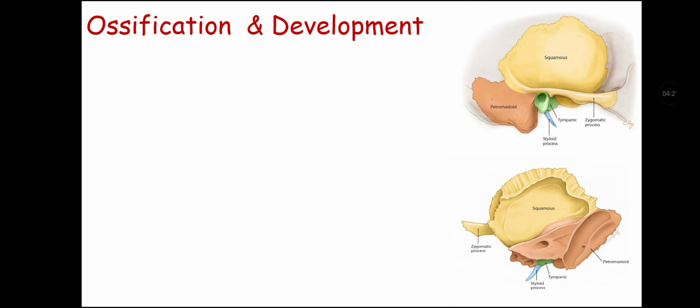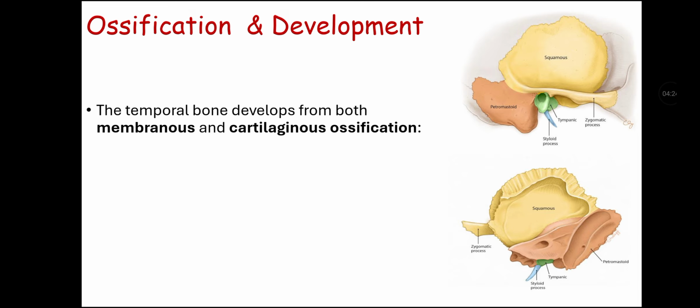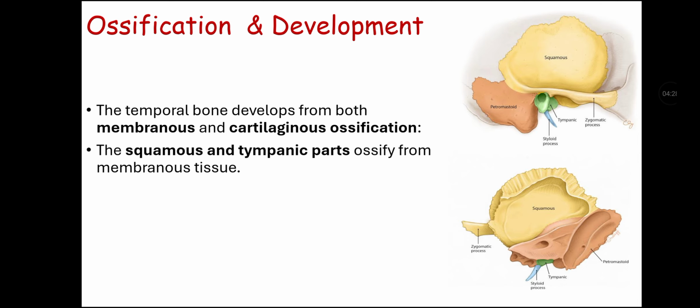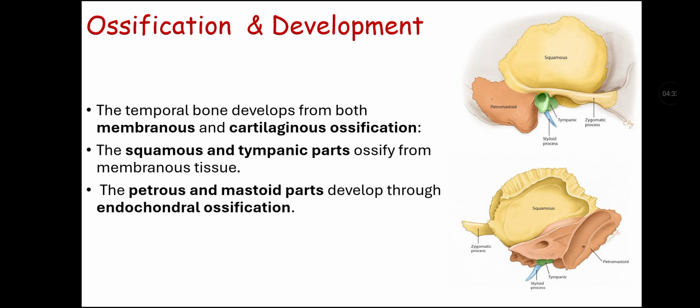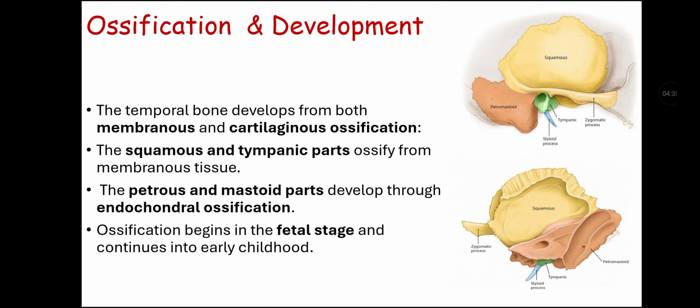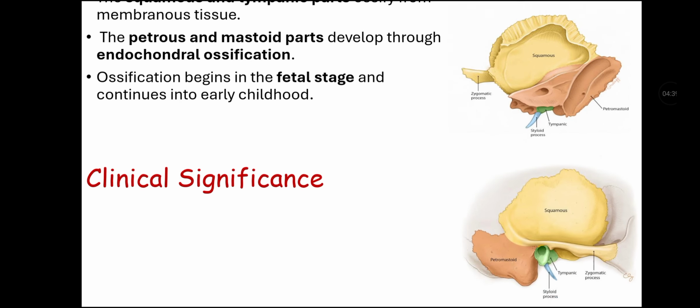Now let's talk about ossification and development of temporal bone. Temporal bone develops from both membranous and cartilaginous ossification. Squamous and tympanic part ossify from membranous tissue, while the petrous and mastoid part develop through endochondral ossification. Ossification begins in the fetal stage and continues into the early childhood.